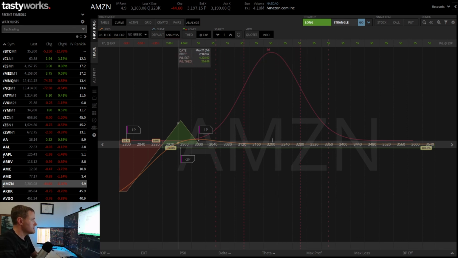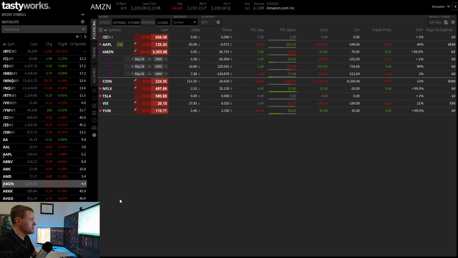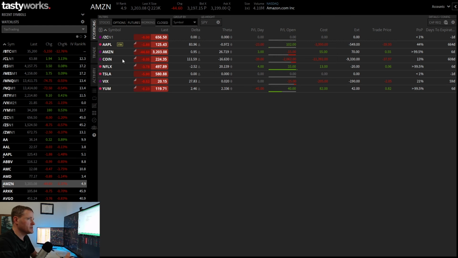So the last one that I will just go over is a ratio spread, and this is one that I do less often. But it's essentially like a butterfly without a protective side.